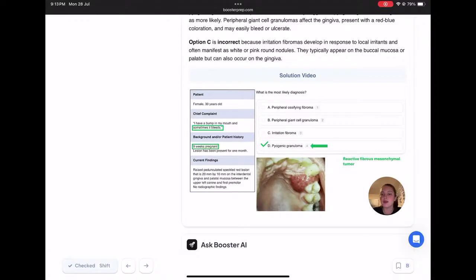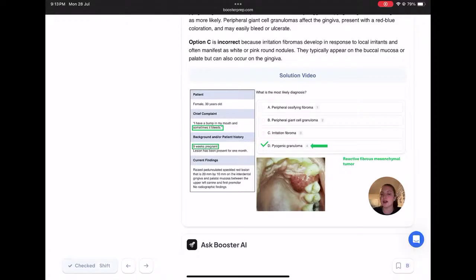and discuss what they are and how they're similar and how they're different from the pyogenic granuloma. I do want to point out that two of the other answer choices, the peripheral ossifying fibroma and the peripheral giant cell granuloma, are often grouped together with the pyogenic granuloma and are often differential diagnoses for similar lesions. I was always taught them as the 3 Ps when a patient presents with a bump on the gums.